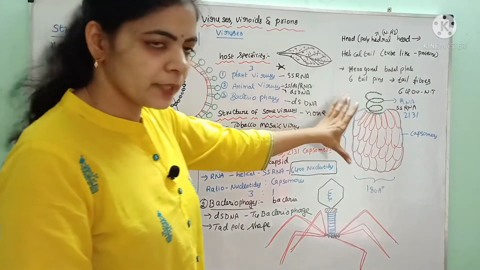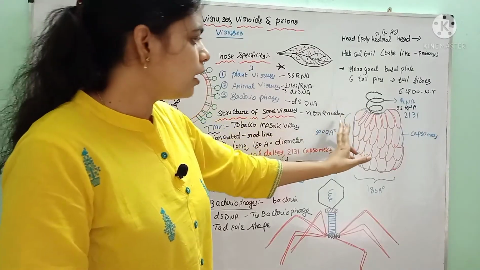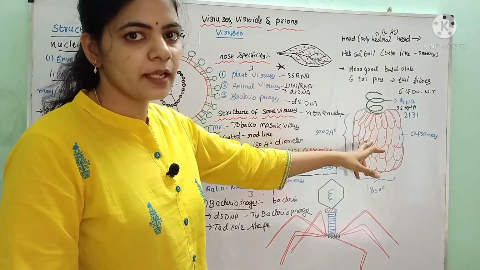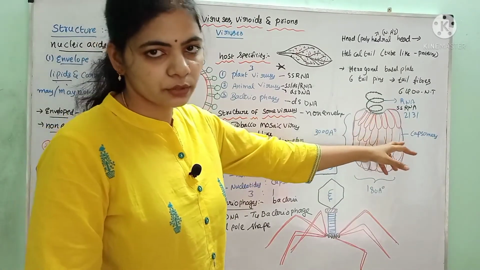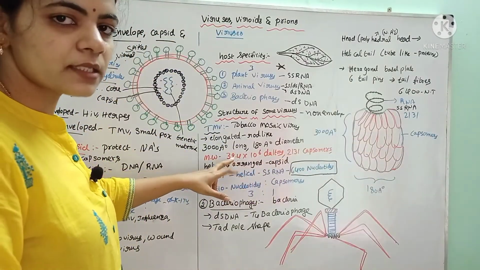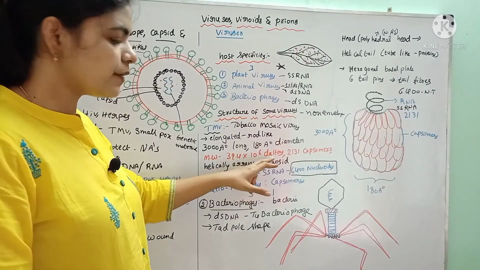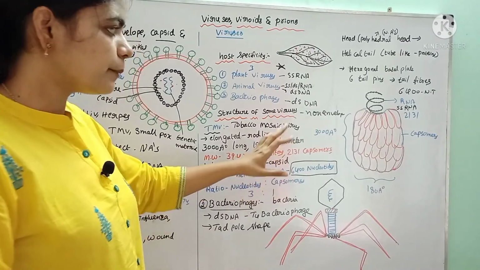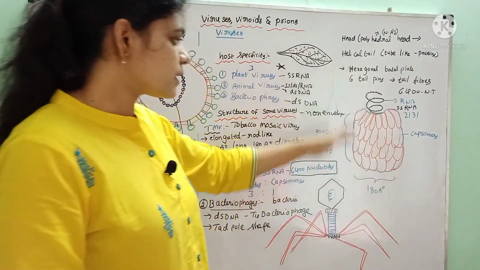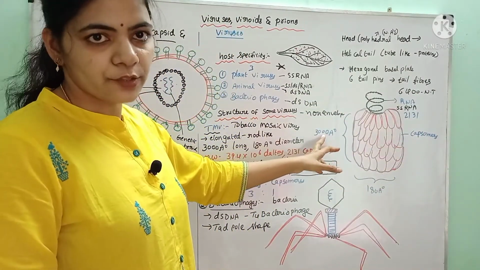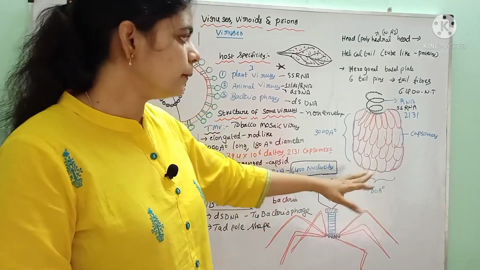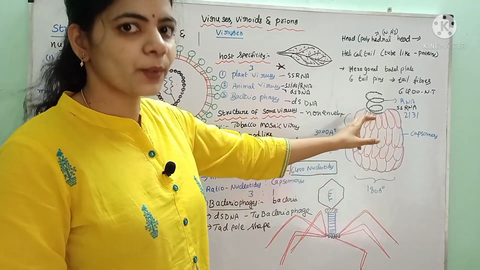This is the structure of tobacco mosaic virus. What is its shape? Elongated rod-like. What is it made up of? It consists of several capsomeres helically arranged. Totally 2131 capsomeres are present. Its molecular weight is 39.4 into 10 power 6 daltons. We see the size is 3000 angstrom units in length and 180 angstrom units in diameter. Inside this, there is a core present.